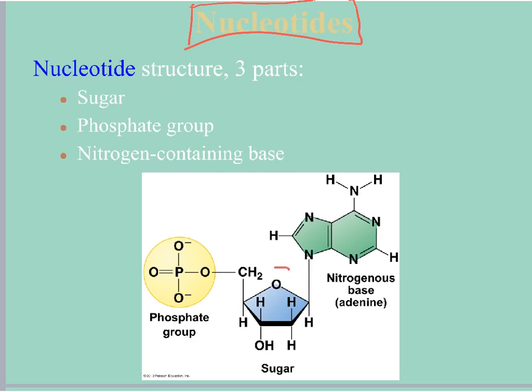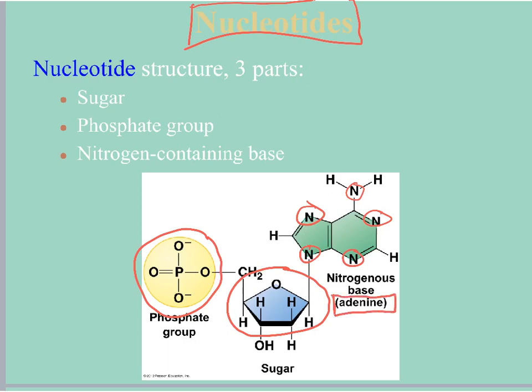There's a sugar. In this case, this is fructose. There's always a phosphate group. And there is always a nitrogenous base. So here's the base in green. Nitrogenous means that it's made of many nitrogen atoms. So sugar, phosphate, nitrogen-containing base. This particular base has the name adenine.